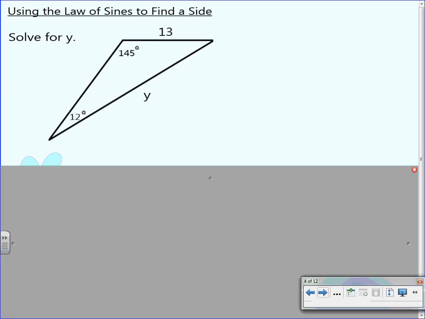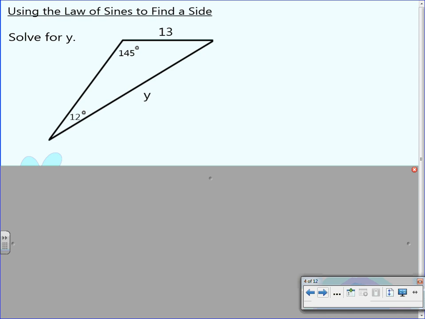All right, here's our first example of law of signs. This happens to be an angle, angle, side, or side, angle, angle triangle, depending on which way you want to look at it. We don't have to remember those 3 little cases, though. How I like to think about law of signs is if I can find 2 pairs of opposites, I have enough to set up my ratios.